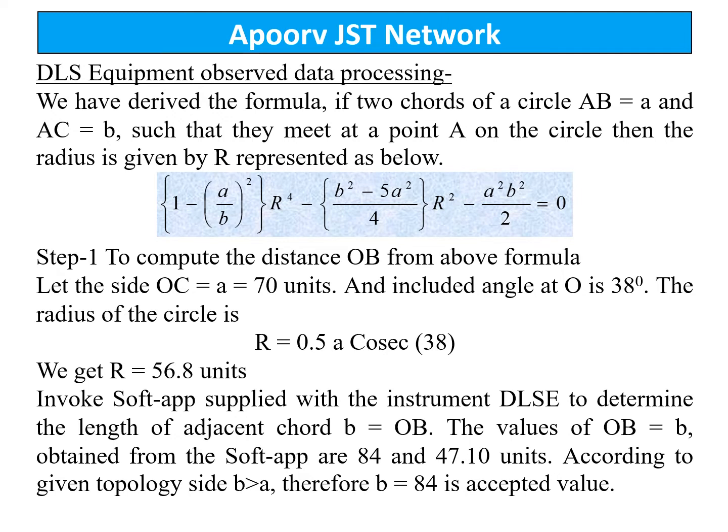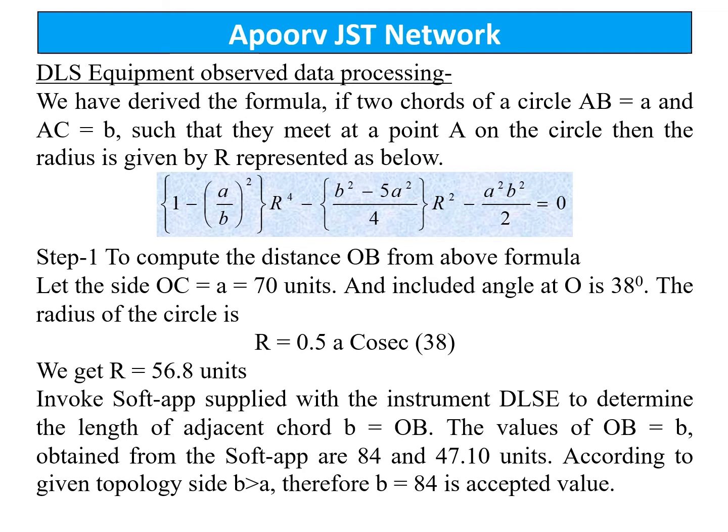We have derived the formula: if two chords of a circle, AB equal to a and AC equal to b, meet at a point A on the circle, then the radius is given by R, the formula shown on the screen. Switch P-1 to compute the distance OB from the above formula. Let the side OC be equal to a, equal to 70 meter, and the included angle at O is 38 degrees. The radius of the circle is R equal to 0.5 into cosec 38. We get R equal to 56.8 meters.